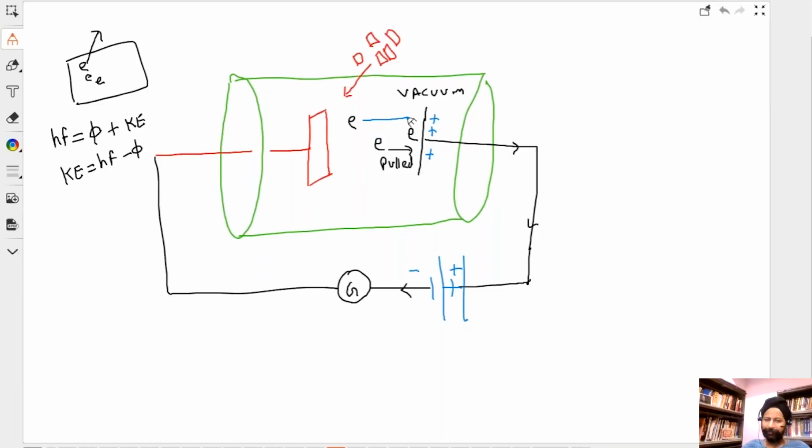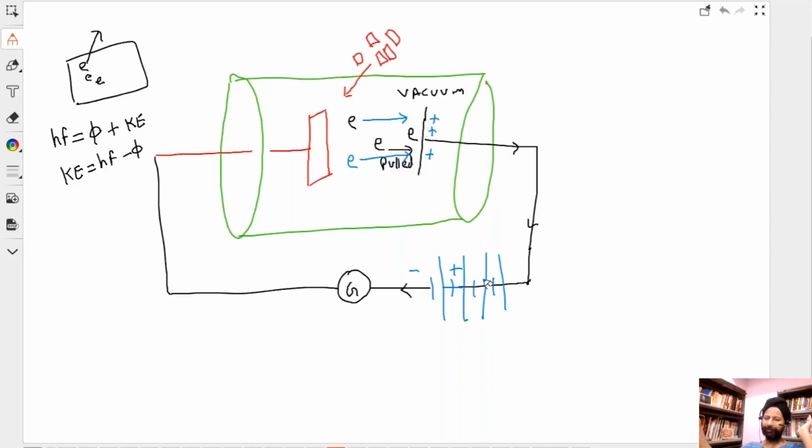So maybe this will also be pulled. Then I get overly enthusiastic. I put more battery, more pulled. But then what would happen is if a million were released here, all million are pulled here. There is no more point in putting more battery anyways. Okay? I'm pulling all the electrons that are possible.